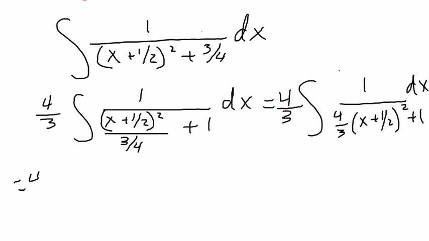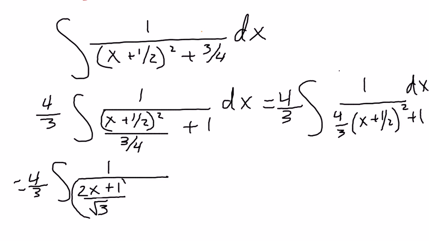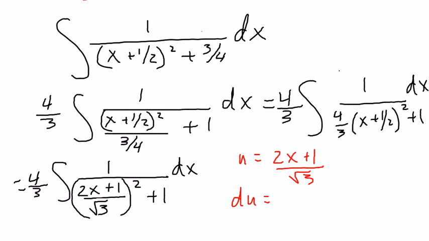Pulling the 4/3 inside of the square, you got to take the square root when you do that. So this is 4/3 integral 1 over, and then this is 2x plus 1 over the square root of 3. Oh, penmanship's a little off here. The square root of 3 squared plus 1 dx. And so now I have 1 over stuff squared plus 1, so I allow that stuff to be my u. So let u be equal to 2x plus 1 over the square root of 3. Then du becomes 2 over the square root of 3 dx.